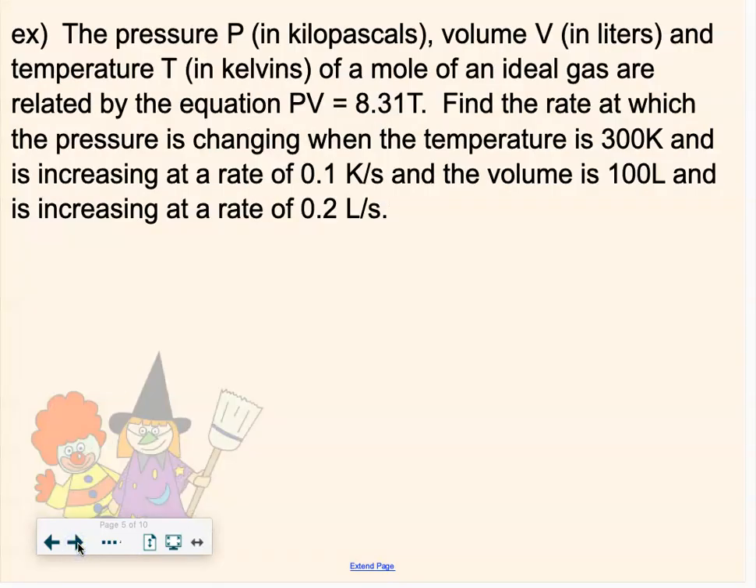Okay, so the first problem we're going to do with our new big chain rule is an application problem. The pressure P, Tejesh, you with me? Yeah, sorry. That's okay. I was just thinking. I could see that. Okay. All right. The pressure P in kilopascals, volume V in liters, and temperature big T in kelvins of a mole of an ideal gas.